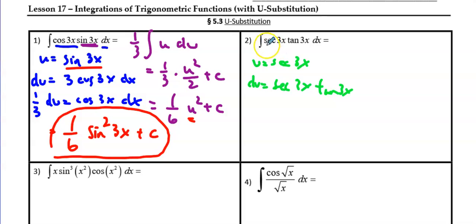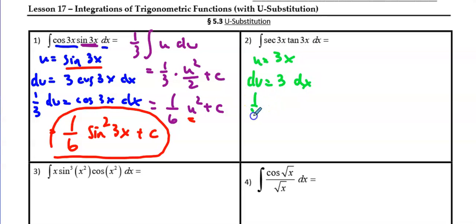We don't have another secant, so that's also not our best option. So then the other thing we can do here is, well, let's just go ahead and make u equal to our theta, just our theta, 3x. So then our derivative is going to be 3 dx. And so we're going to go ahead and do the 1/3 du is equal to dx.